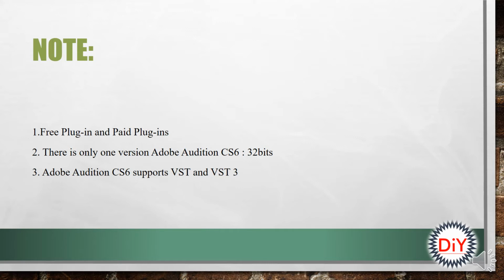Now there's another very important thing to take note of: there's only one version of Adobe Audition CX6, and that is 32-bit. So whenever you are installing any plugin for your Adobe Audition, make sure you install 32-bit. This is very important because there's no other option. Your system might be 64-bit, but I bet you the Adobe Audition on your system is actually 32-bit. The last thing to take note of is that Adobe Audition CX6 supports VST and VST3 plugins. So let's learn how to install a plugin and how to make it function in our Adobe Audition.